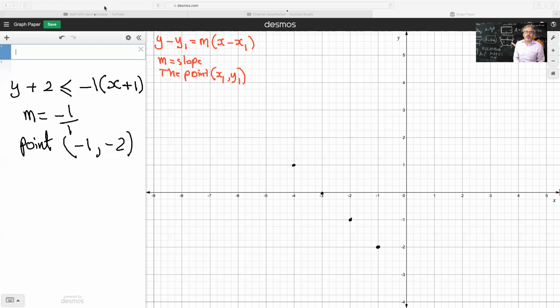Now, I will graph this. So your graph is a solid line because there's an equal sign. As we said, if there's an equal sign with the inequality, your line is solid. If there's no equal sign, then it should be a dotted line or a dashed line. So there we go. This is how this line is going to look.